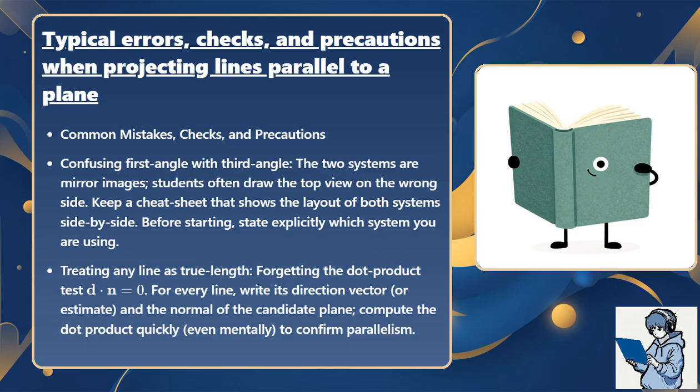Treating any line as true length, forgetting the dot product test D · n = 0. For every line, write its direction vector or estimate and the normal of the candidate plane. Compute the dot product quickly, even mentally, to confirm parallelism.